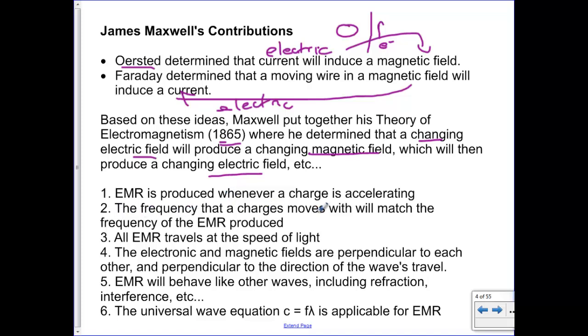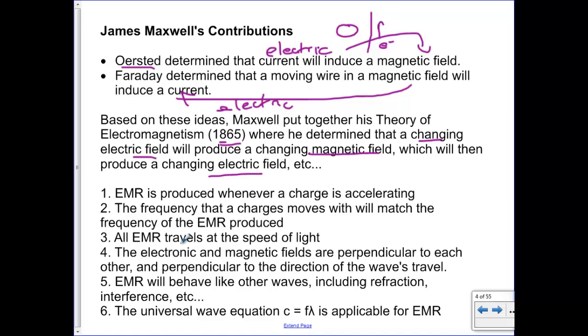Okay. Next one here. The frequency that a charge moves with will match the frequency of the EMR produced. I mean, all charges are going to be moving, obviously, if we're talking about this, right? Eventually, we're going to talk about Hertz's experiment where he had charges going back and forth. And the frequency at which they moved back and forth, he figured must be the frequency of the wave produced. For example, if they move back and forth at this frequency, maybe that's a radio wave. But if they move back and forth at this frequency, now that's an X-ray. Does that make sense?